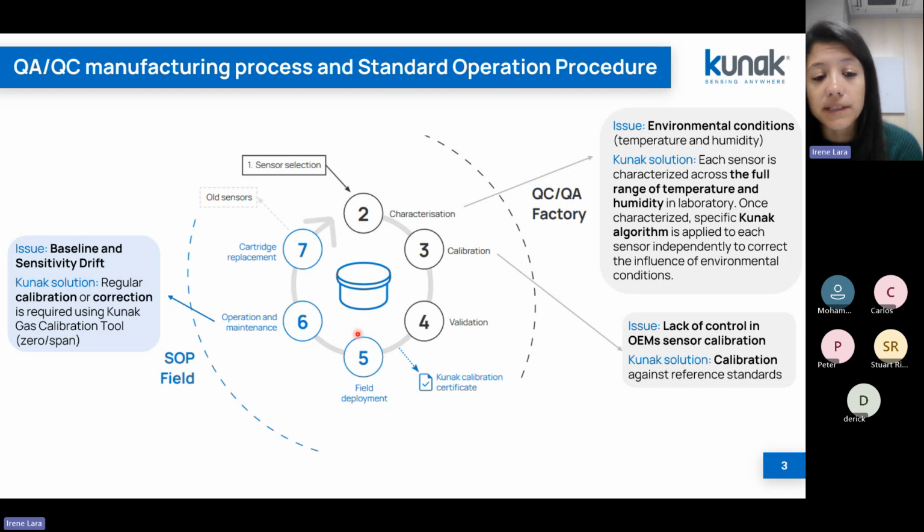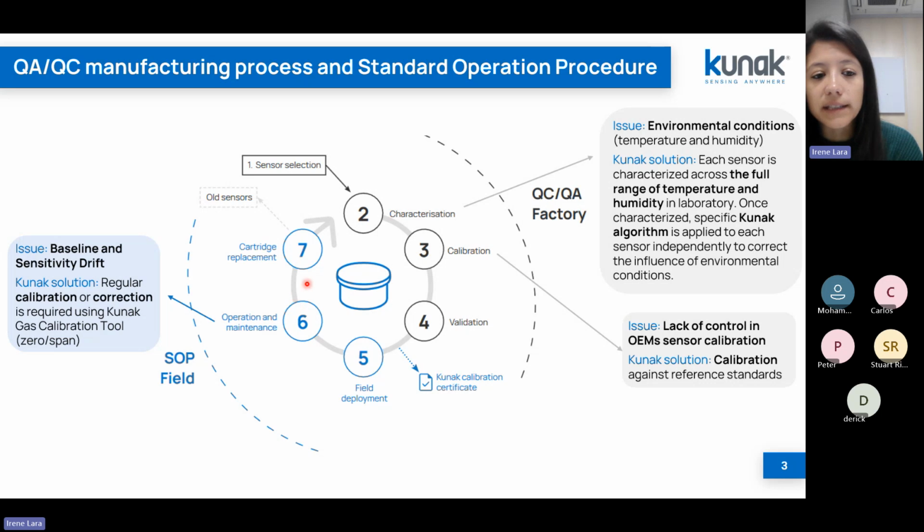So the fifth step is the deployment on field of the unit. Once it is deployed, we can observe different issues related to the baseline and sensitivity drift. In order to address that, the solution is to perform a regular calibration or correction using our tool that I will present later in this presentation. What we do with this tool is to correct the drift in the baseline, and also we can correct the decrease in sensitivity.